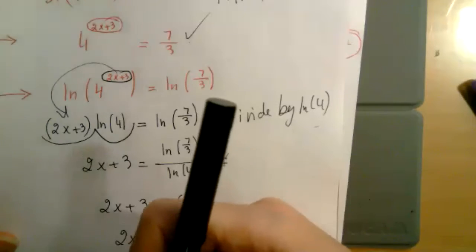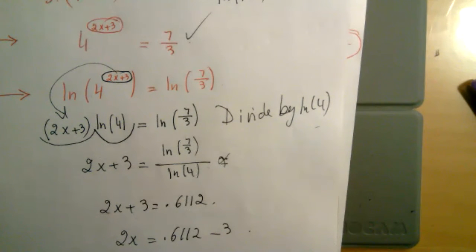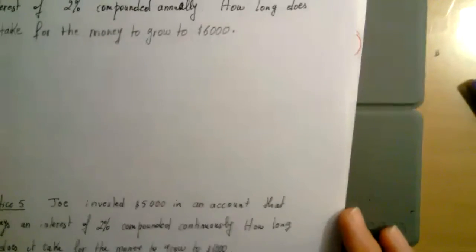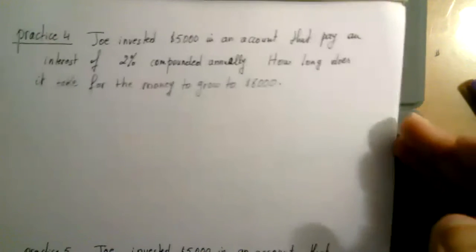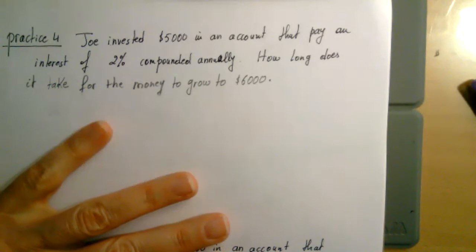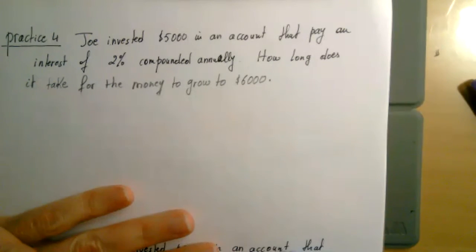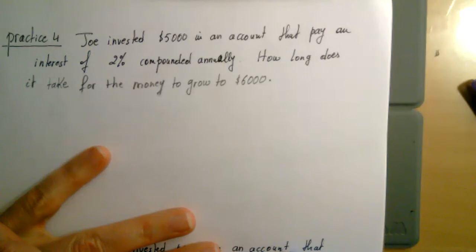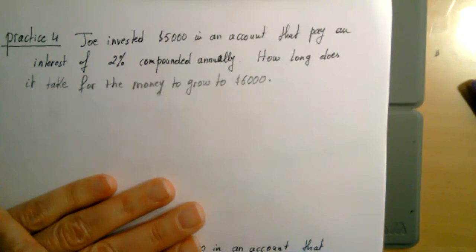Okay, so let us do one problem for practice. Of course there are a lot of practice problems here. I will do one of those. Practice 4. That's a simple one. Joe invested $5,000 in an account that pays an interest of 2% compounded annually, the simple kind of interest. My question is, how long does it take for the money to grow to $6,000? So you go to the bank, it gives you 2% annually, you have 5,000, and you want to buy something. So you ask yourself, how long shall I deposit to get 6,000? How shall I solve this problem?